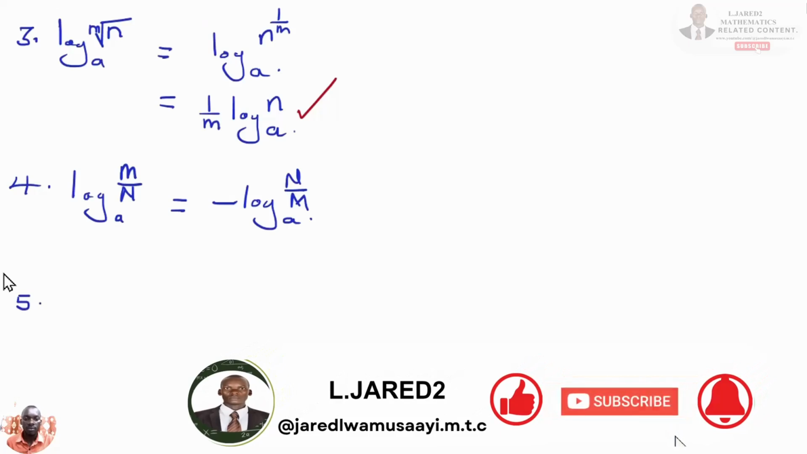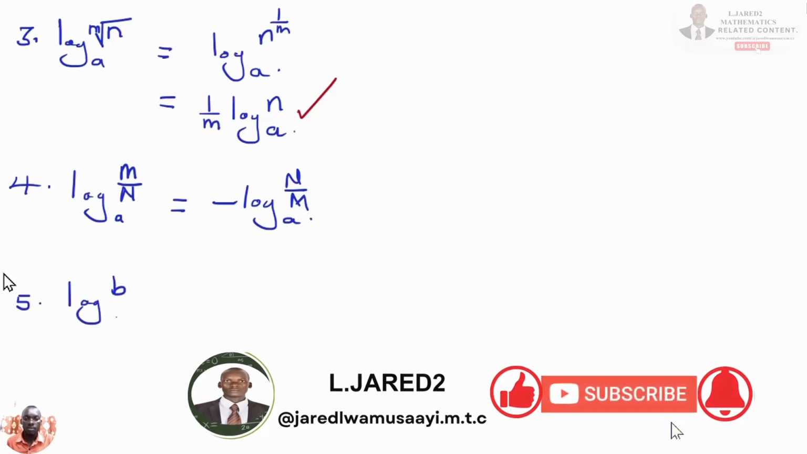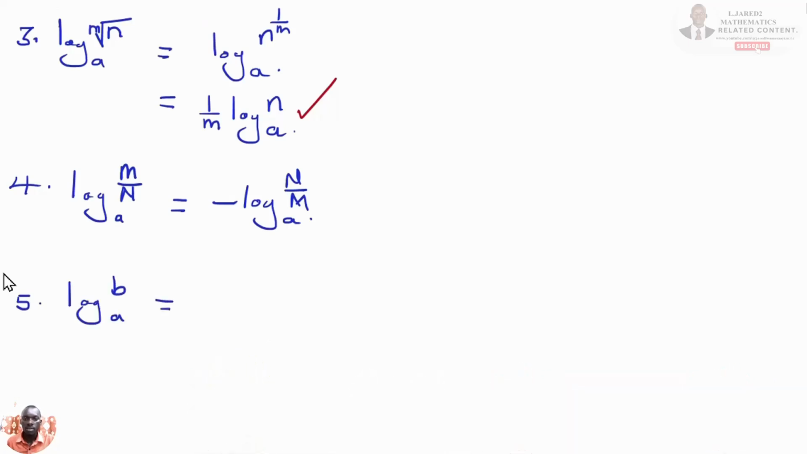Number 5. If I have log of b to base a, this is the same as having the log of b to base b divided by the log of a to base b, which is the same as having 1 divided by log of a to base b. So it is also important to note it.